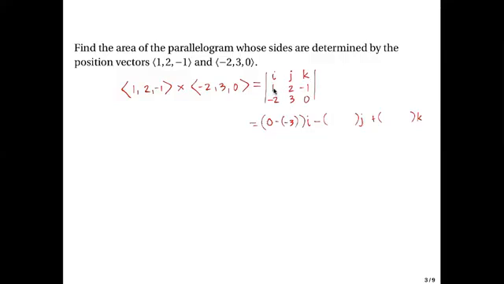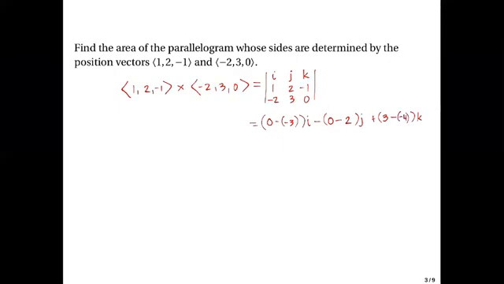For the j part, we have the submatrix 1, -1, -2, 0. So you will have 1 times 0 minus -2 times -1. That's positive 2. And then for the k part, we have the submatrix 1, 2, -2, 3. So this will be 1 times 3, that's 3, minus -2 times 2, that's -4.